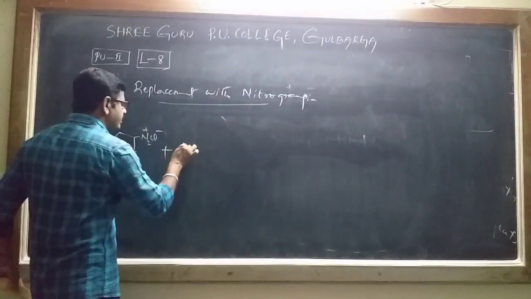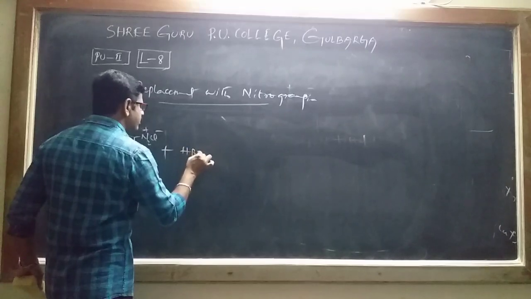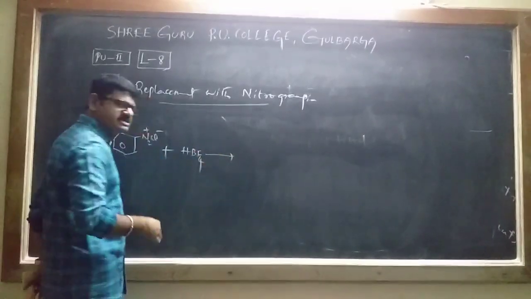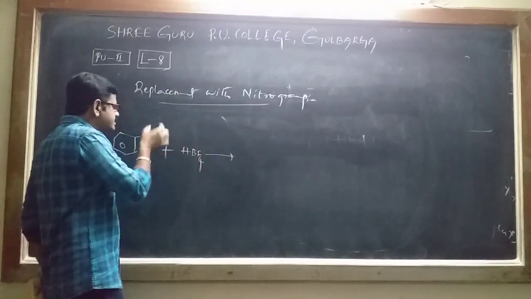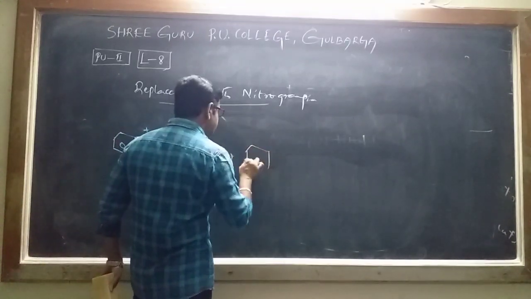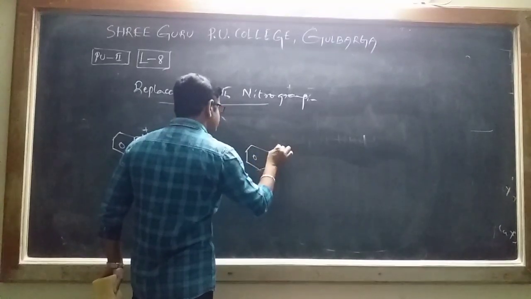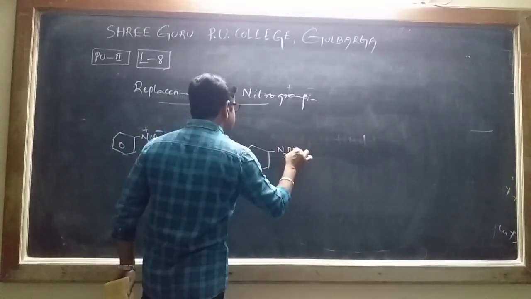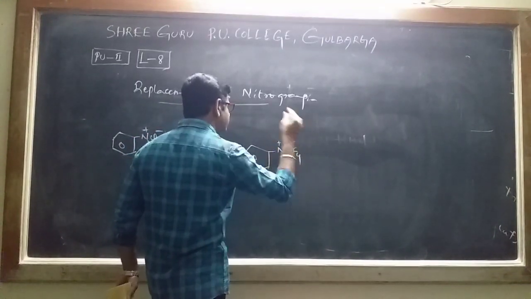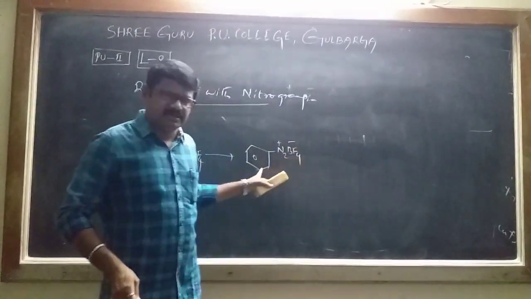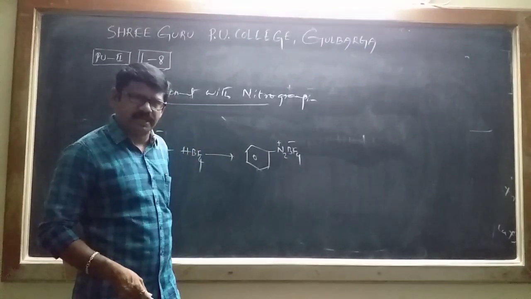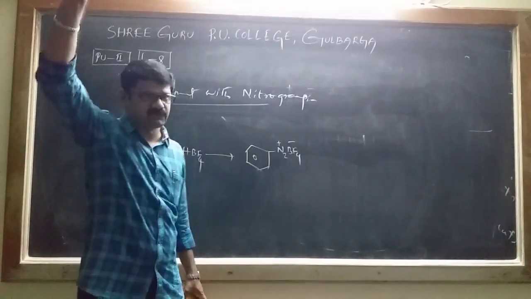Now this reaction is somewhat similar to the replacement by F minus ion. Here also, first we are reacting with HBF4, fluoroboric acid. If it is reacting with fluoroboric acid, what happens? HCl eliminates, BF4 comes and substitutes. You will get a benzene ring with N2 plus BF4 minus, benzene diazonium fluoroborate. When this benzene diazonium fluoroborate is heated, you will get fluorobenzene.